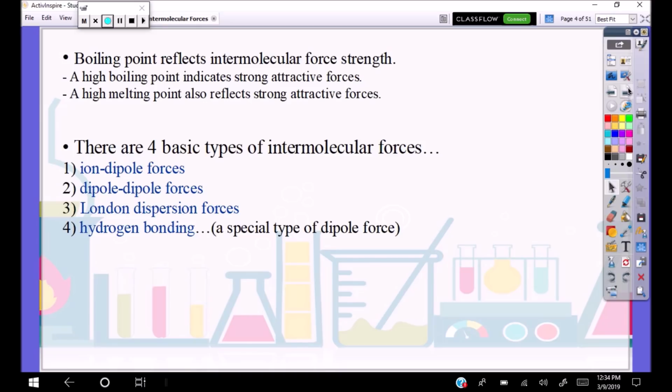The four main kinds that we're going to look at are ion dipole forces, dipole forces, London dispersion forces, and hydrogen bonding, which is a special type of dipole force. These are all things that are covered in first-year chemistry, but we're going to also talk about a few special scenarios, but these are the four main ones to know.